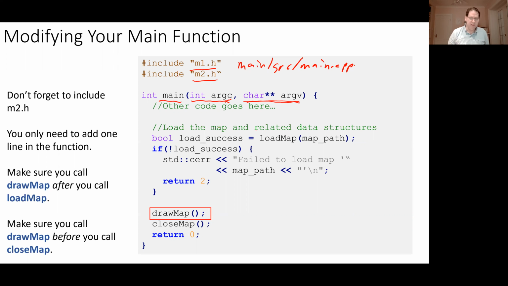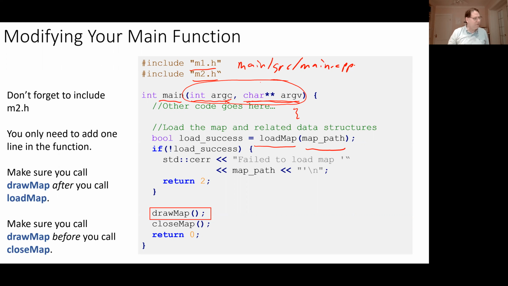But that's not the only way. Okay, now what else are you going to do in this main function? Well, you're going to call load map, which you wrote in Milestone 1, to load up some map. So I haven't written code here, but this code might extract the name of the map from these command line options.